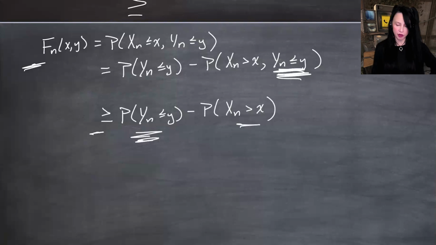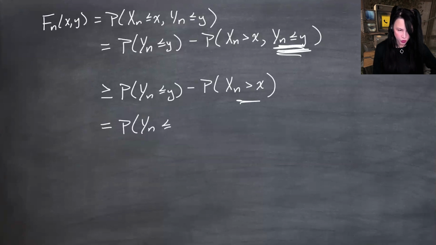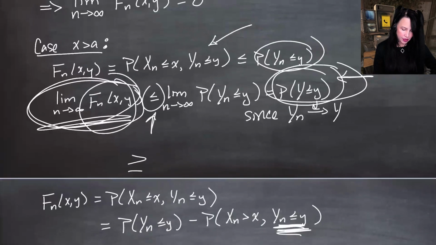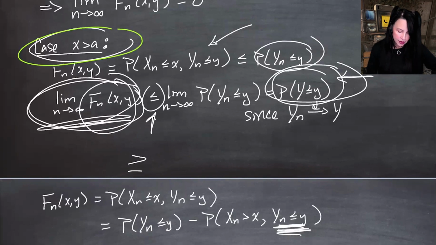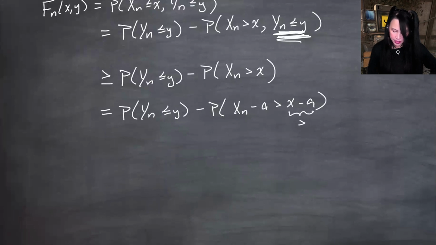So I'm going to pull the same trick as before. I want to use the fact that X_n converges in probability to a to rewrite this. So this is equal to the probability that Y_n is less than or equal to y minus the probability X_n minus a is greater than x minus a. And we are in the case where x is greater than a. And that means that, going back to this line, this is greater than 0.